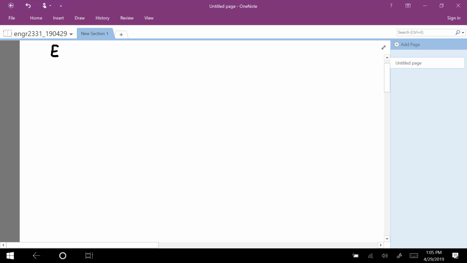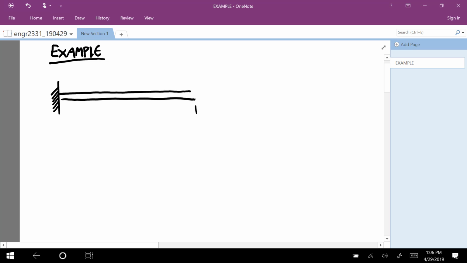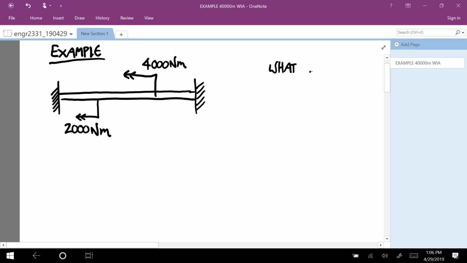So let's do an example where we have two walls, and a third of the way along we apply a torque this way of 2,000 Newton meters, and then a third of the way from the other side we have another torque in the same direction of 4,000 Newton meters. What are the reaction loads at the walls?